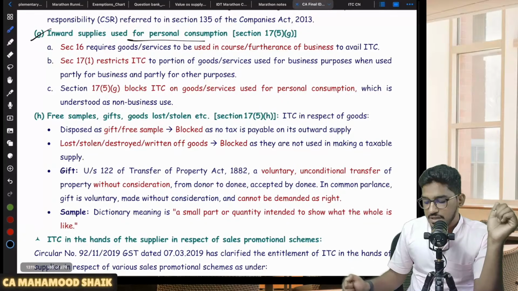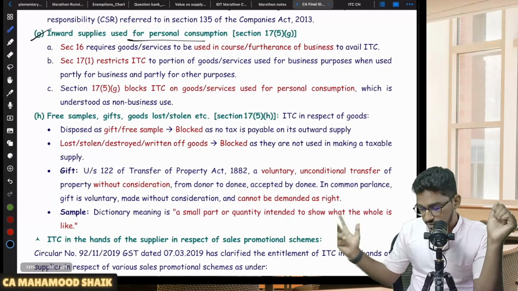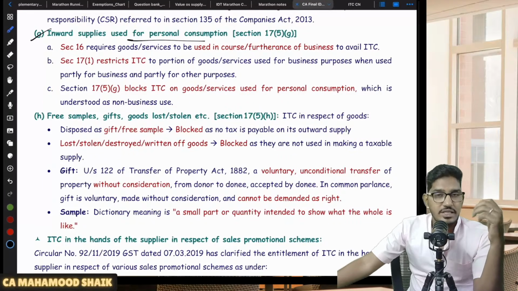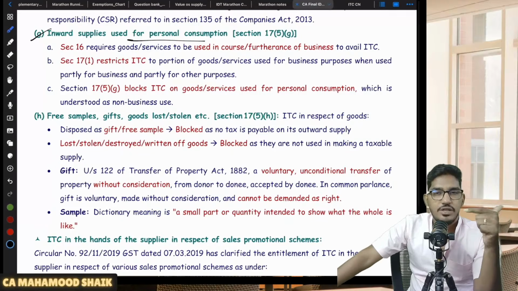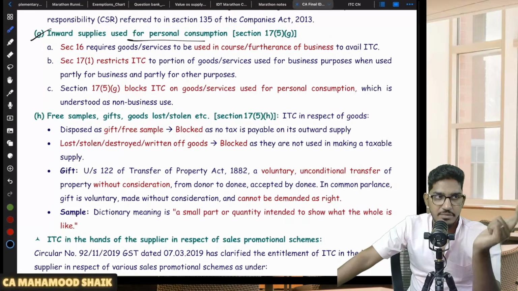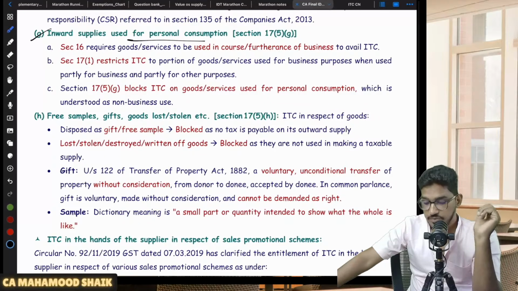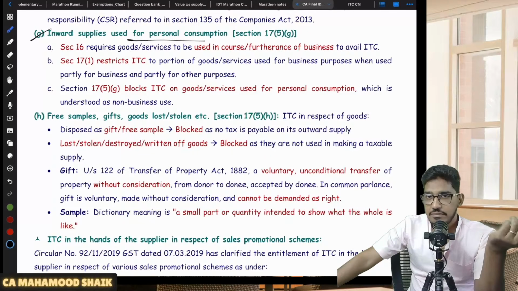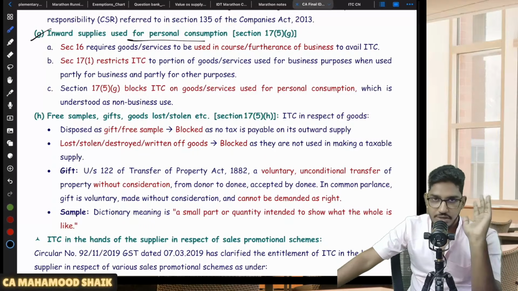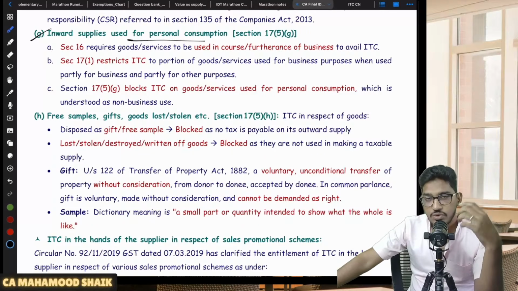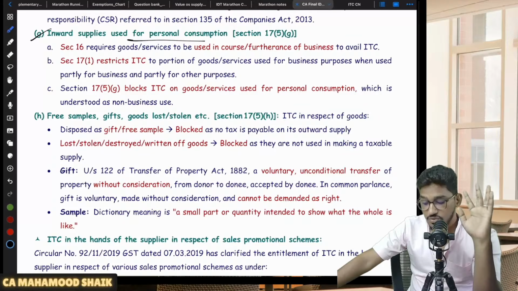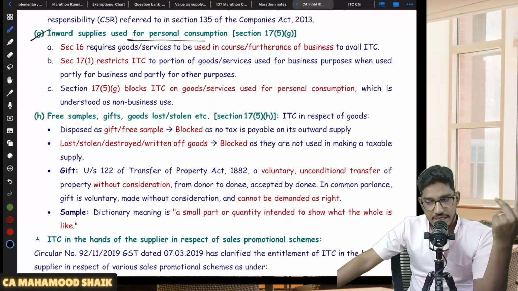Thereafter, free samples, gifts, goods stolen or lost. In case you have purchased some goods, but you are distributing them as free samples, there is no output tax liability. If there is no output tax liability, no input tax credit. Also, you have to reverse the ITC if you have already taken. If you have purchased goods but you are giving them as gifts, if there is no output tax liability, there is no input tax credit. If you have purchased some goods and those goods are lost, then if the goods are lost, ITC is also lost.